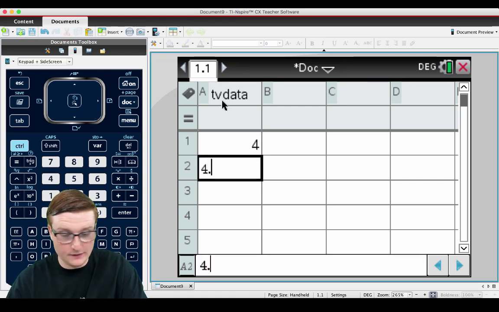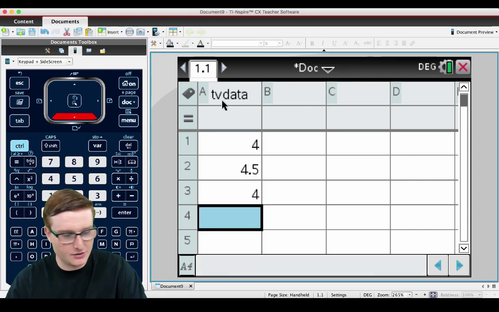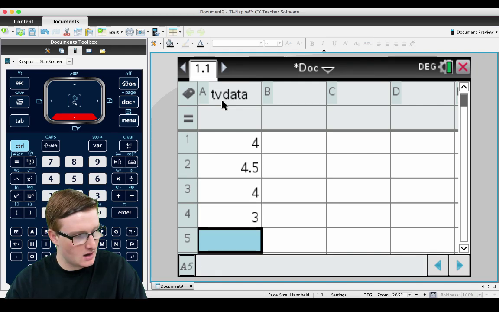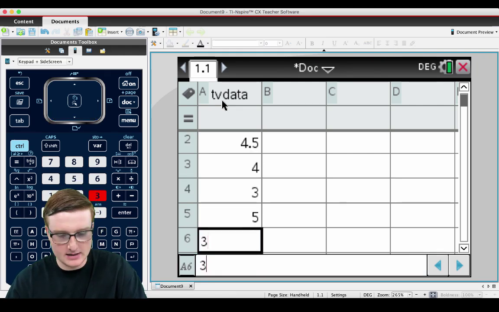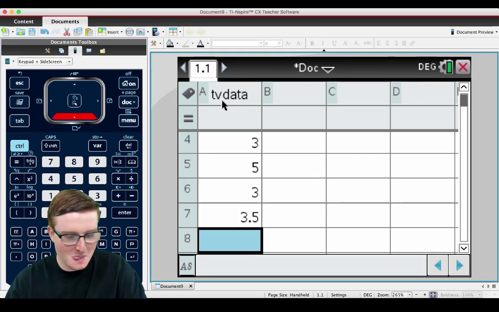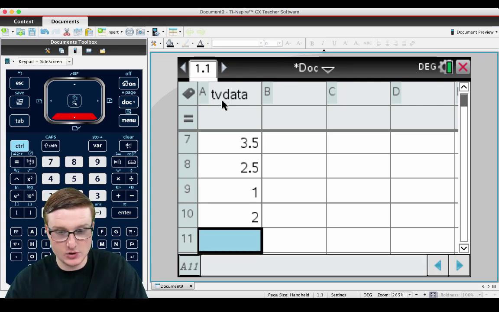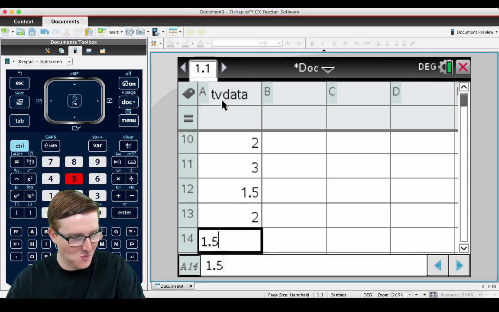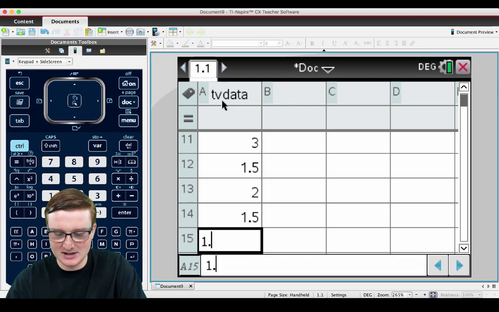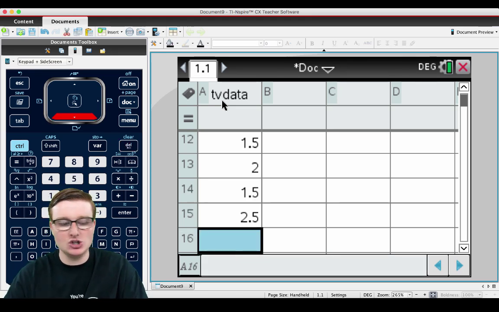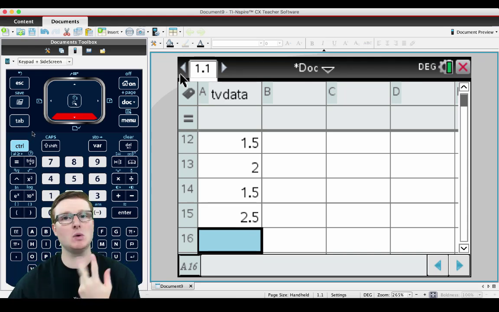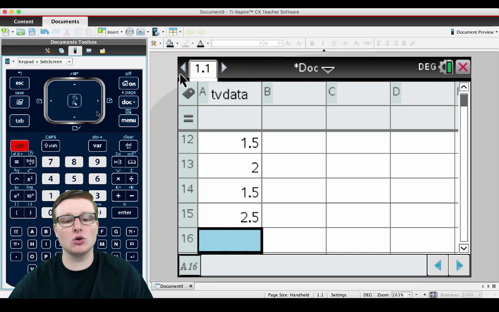4, 4.5, 4, 3, 5, 3, 3.5, 2.5, 1, 2, 3, 1.5, 2, 1.5, and then 2.5. So all these values, if you plug them into your calculator, you could do one of two things. You could go to Control Doc.